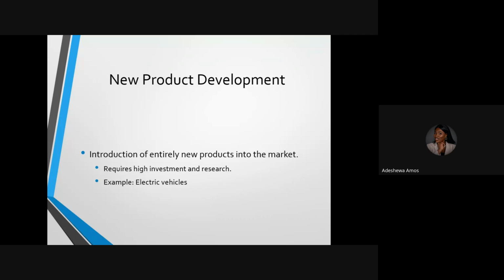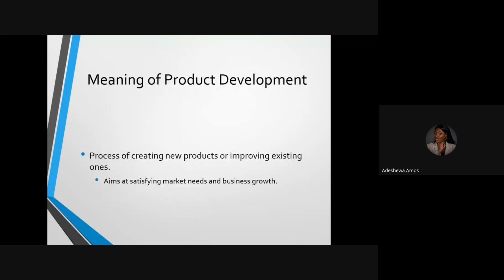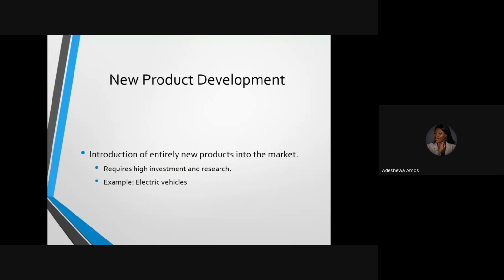So kindly note, when we talk about product development, I'm saying this for exam's sake, okay? Product development is the process of creating new products or improving existing ones. So it's two things. Either you are creating new products or you are improving on the existing ones. But when it comes to new product development, it means that you are introducing an entirely new product into the market. A product that nobody has seen before, or a product that is very different, you are bringing into the market.